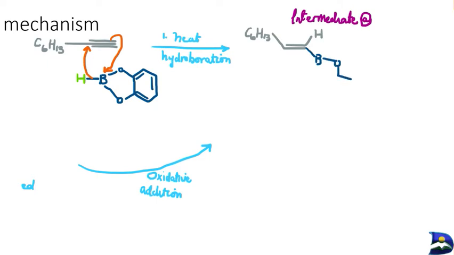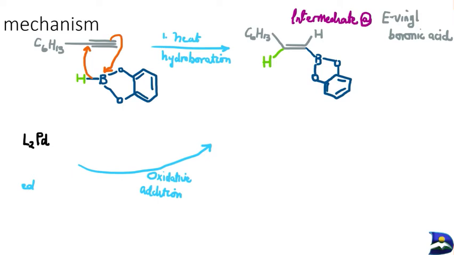That puts our particular components, the hydrogen and the boron, in the cis position. Therefore, once we have our intermediate, this cis arrangement confirms that we have our E vinyl boronic acid created, and then the next step is the important one, which involves the change of the oxidation number of palladium to palladium 2.